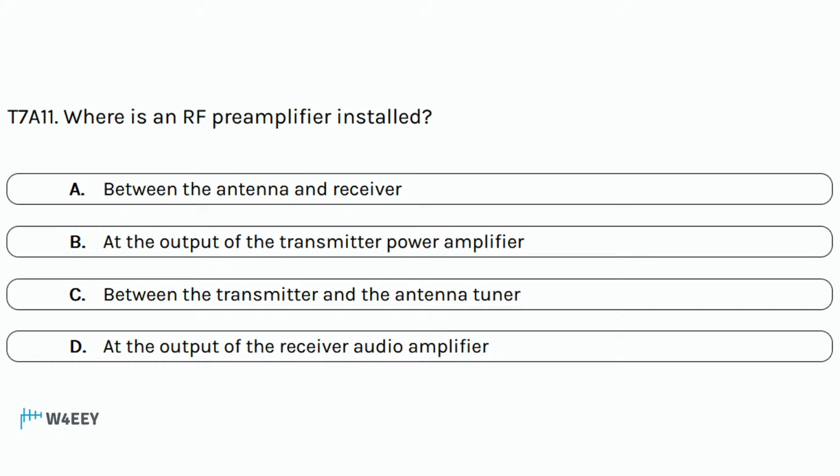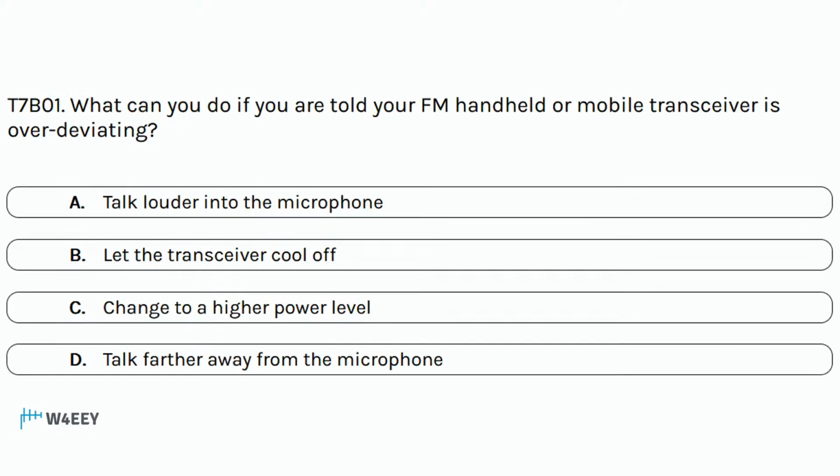Alpha. That is for those old tube type radios that were not very sensitive, so you wanted it between the antenna and the receiver so they could hear better. And what can you do if you are told your FM handheld or mobile transceiver is over-deviating? Delta. It means you're talking really loudly, or you need to talk farther away from the microphone.